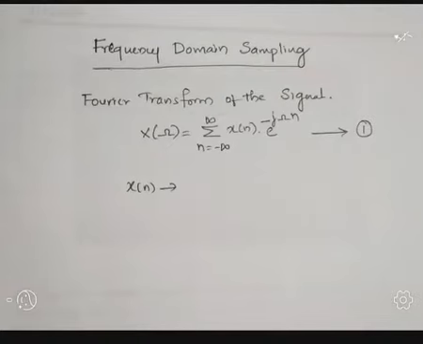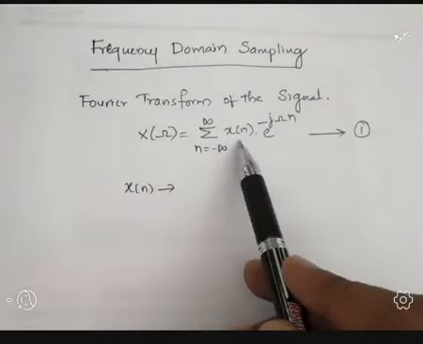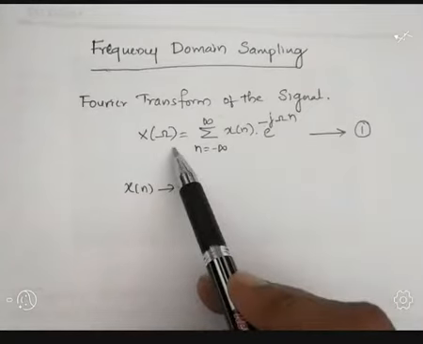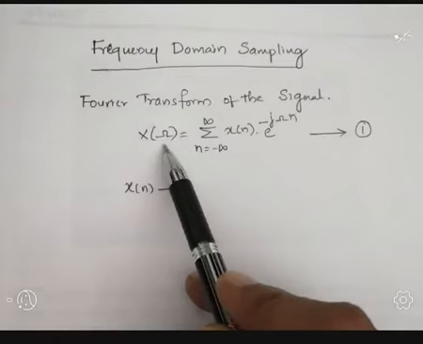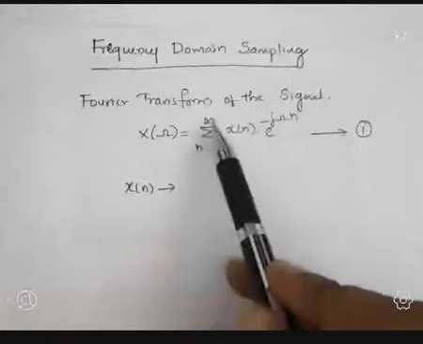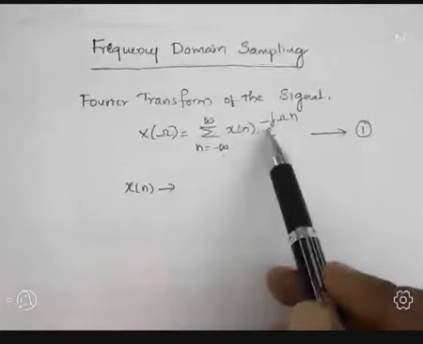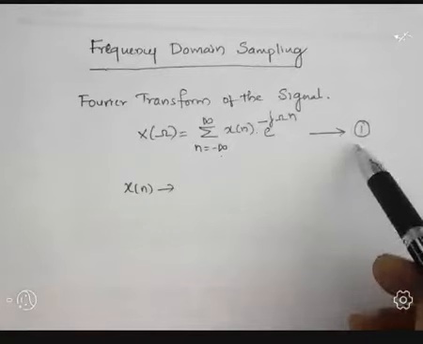In this session, we are going to discuss frequency domain sampling. So, let us consider a discrete time signal x of n. If you calculate the Fourier transform of the signal, as per the definition of Fourier transform, we can write X of omega equal to summation over the limits minus infinity to plus infinity x of n multiplied by e to the power minus j omega n. Represent it as equation number 1.